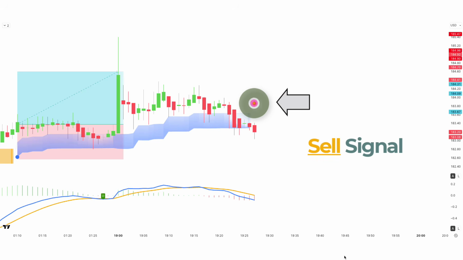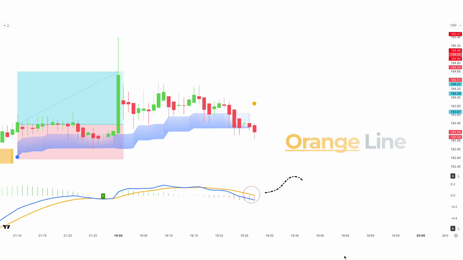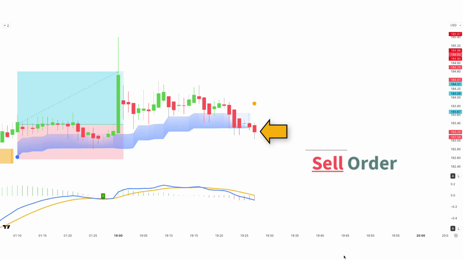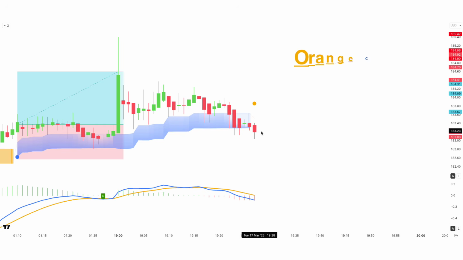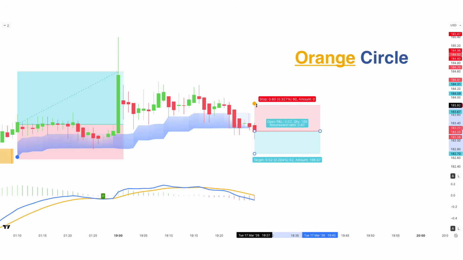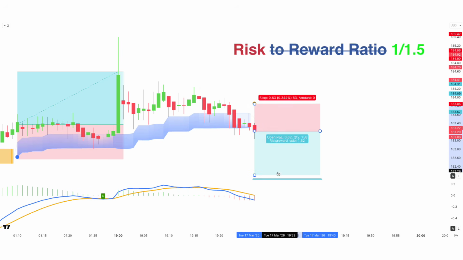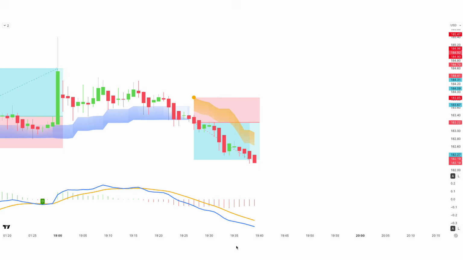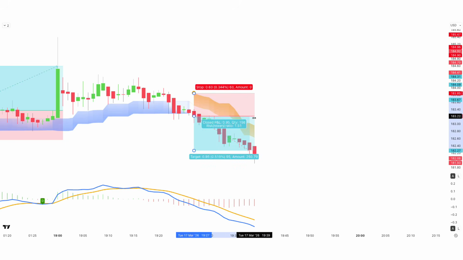Here, the adaptive trend channel circle of this indicator is a sell signal. Here, the orange line of MACD divergence is above the blue line. Here, the market has made a bearish candle to give confirmation. So all our conditions are being fulfilled, so we are placing an order to sell. Our stop loss is to be placed at the orange circle, and the risk-to-reward ratio will be 1:1.5. Let's see what happens to our trade. We have won the trade. Let's find the next trade.